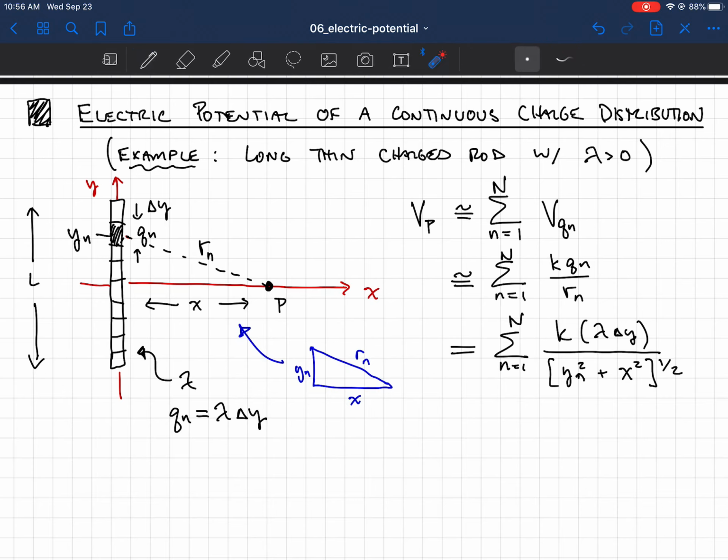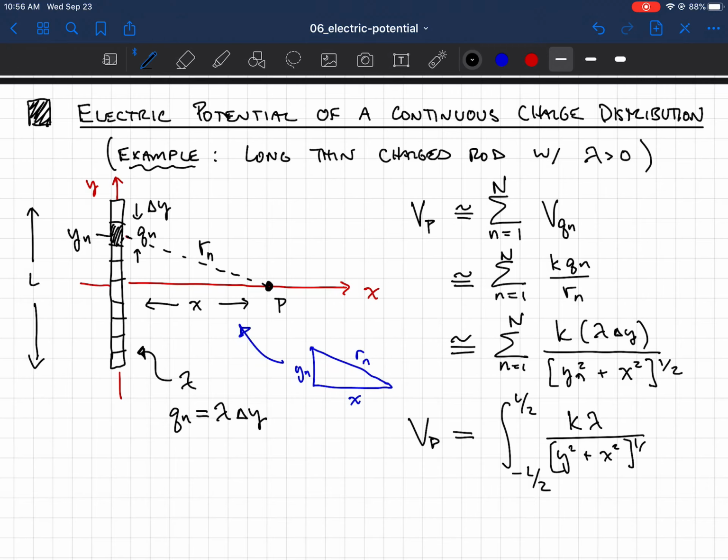And that's a Riemann sum. So you see that you have a delta y there, and you have this expression there which has Yn. And therefore, if these were approximate expressions, then Vp will be the integral from, let's say, minus L over 2 to L over 2 of K lambda over y squared plus x squared to the 1/2 dy. So that's the expression for the potential at that point.